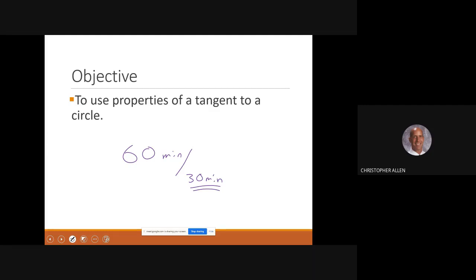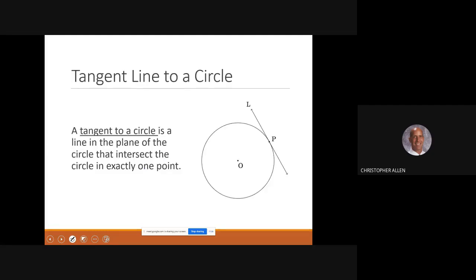Today's lesson is actually a pretty easy one. We're going to talk about tangents. You might already know what a tangent is; I don't know if you do or not. We'll talk about what it is, and we're just going to use the properties of a tangent to a circle.